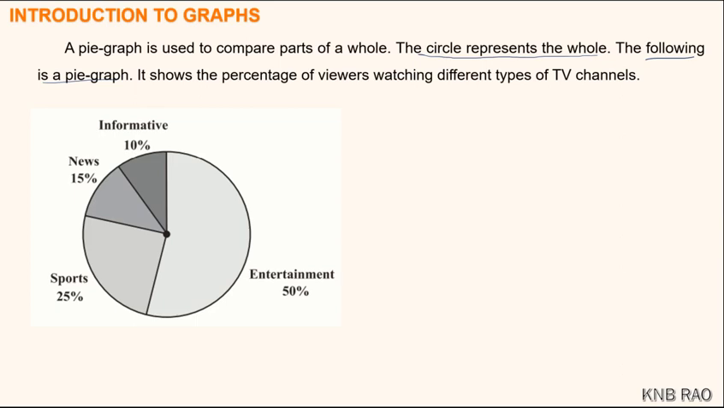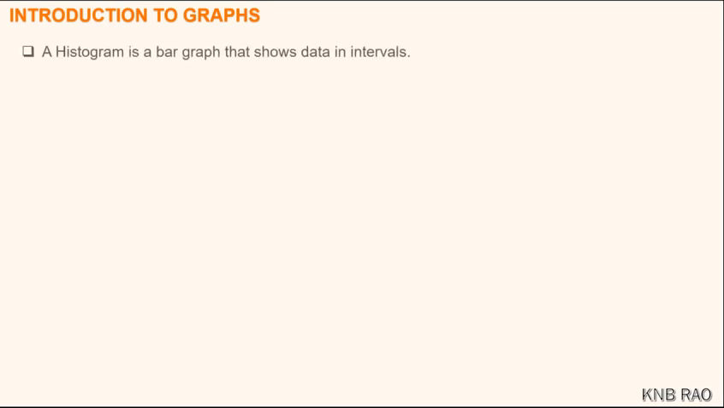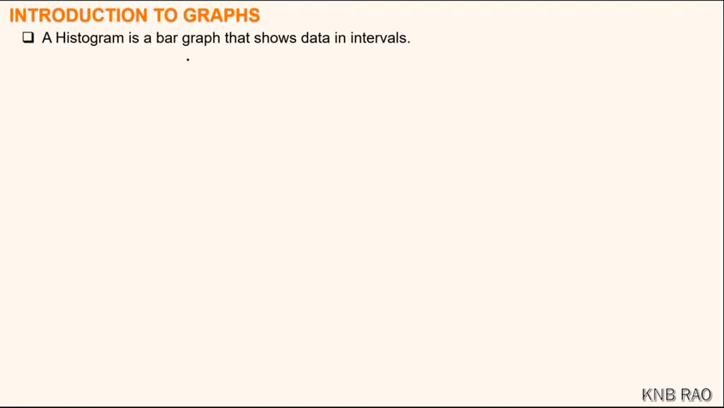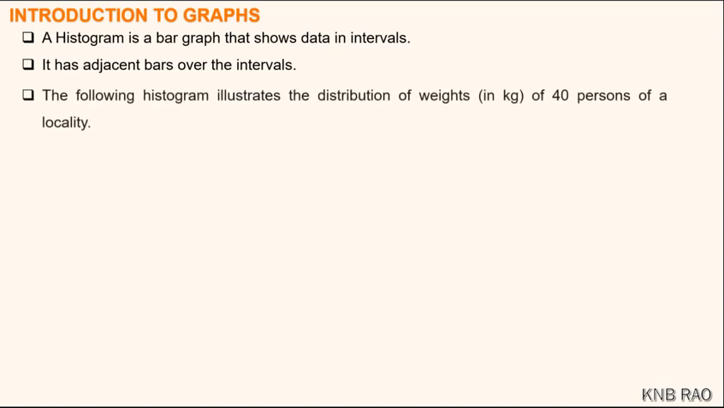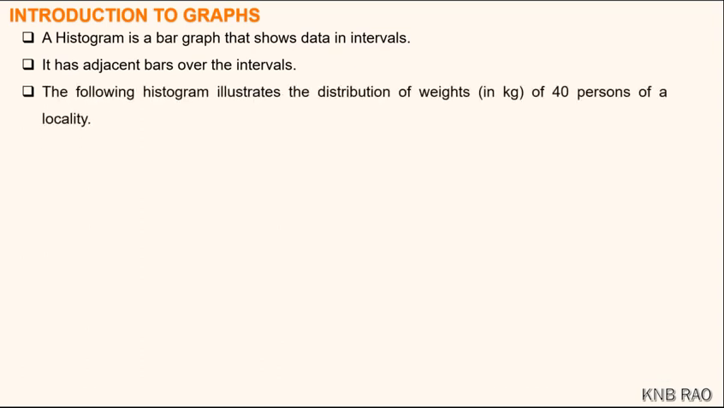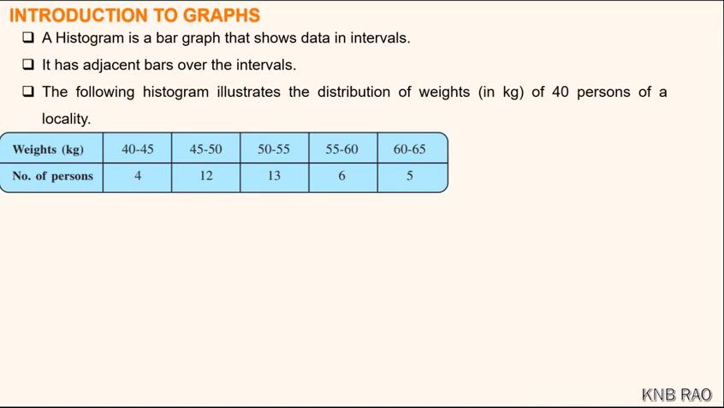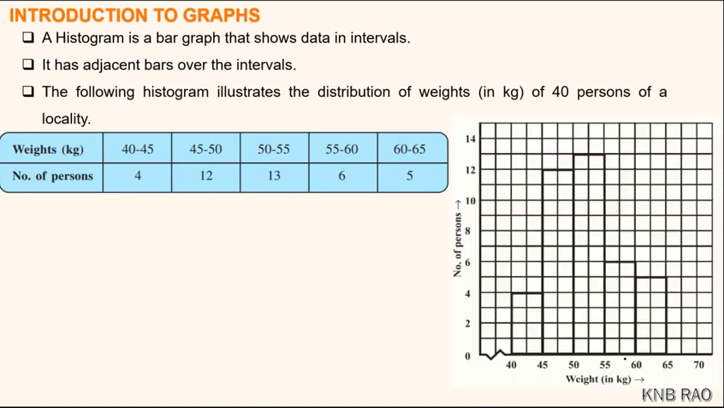Let's move to another important graph called a histogram. A histogram is a bar graph that shows the data in intervals. I have already mentioned this to you. It has adjacent bars over the intervals. Now, here is the histogram, this is the histogram. The following histogram illustrates the distribution of weights of 40 persons of a locality.